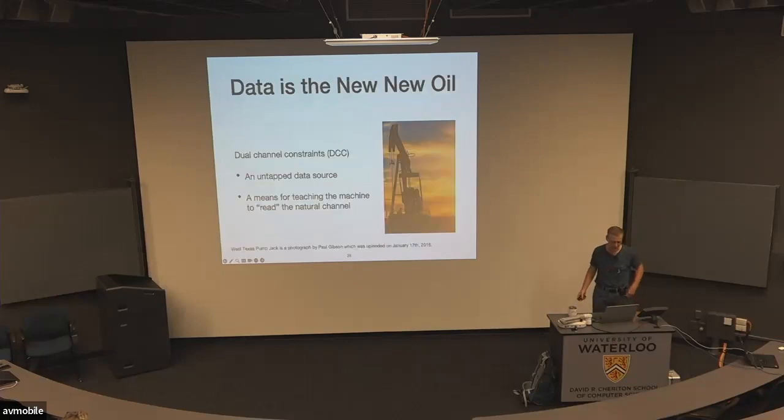Coming back to software engineering, dual channel constraints are useful to us in two ways. First, they're an untapped data source. Data is the new oil. We're always, especially in scarce data regimes, finding another way to extract data and signal from code is useful. Second, there are means for ending that asymmetry that I pointed out before. They're a way to teach the machine to read the natural language channel and flag up discrepancies between the two channels.